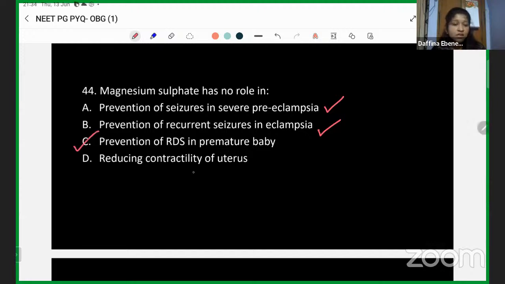Okay. Does it reduce the contractility of uterus? Yes. Magnesium sulfate is also used as a tocolytic. So it reduces the contractility of the uterus also. The answer will be prevention of RDS. Instead of that, if they've given cerebral palsy, then you can mark it as a true statement.